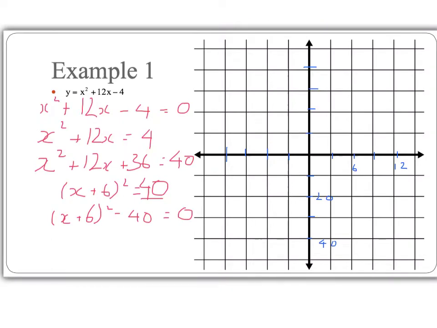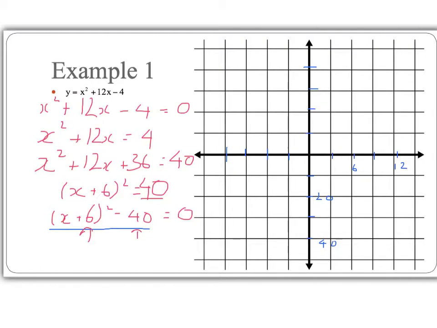Okay, so the first thing that we're going to do to this particular graph is we are going to put the turning point in. Remember, the purpose of putting a graph in turning point form right at the beginning of our explanation of this example was to help us identify where that turning point is going to be. So this is telling us that the turning point is going to be 6 units to the left here and 40 units down.